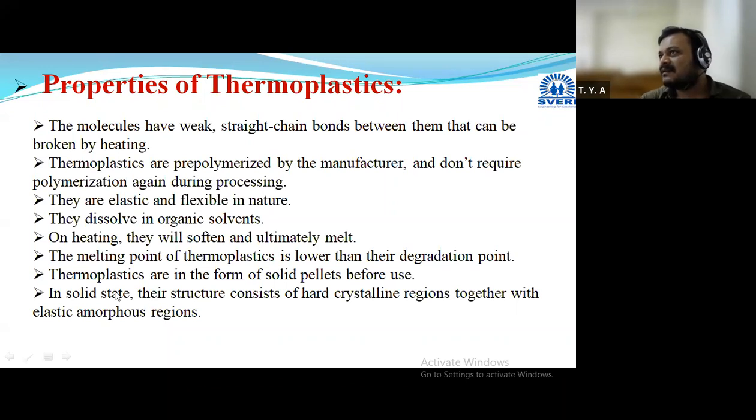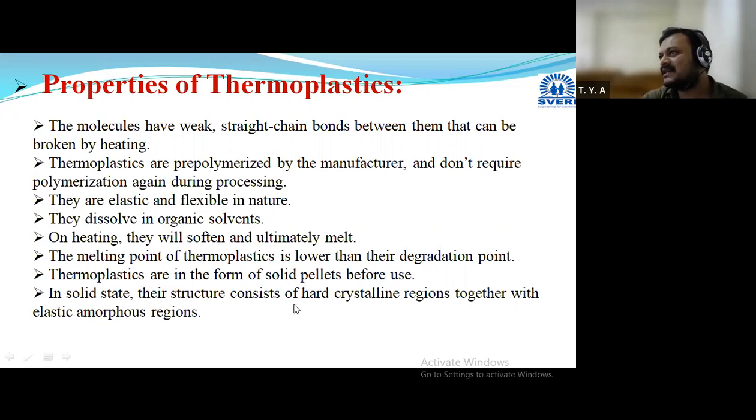Then these thermoplastics are available in the form of small pellets. Small pellets means very small. Have you seen that gems chocolate? Small tablet-form pellets. Have you seen homeopathy tablets? In small pellets. That raw material, this thermoplastic material, will be in the form of pellets.